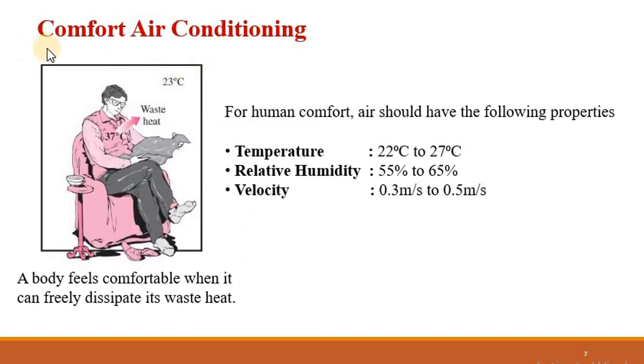So what is comfort air conditioning? Say a person is sitting in a room. Normally the body temperature for a healthy person is 37 degrees Celsius. Due to metabolic reactions, the body releases some heat to the environment. If the outside temperature is lower, the heat transfer will be easier, so at lower temperature it feels better. But if the outside temperature increases, the body will not be able to release that much heat per unit time, so it may feel like a warm environment. The body feels comfortable when it can freely dissipate its waste heat, and heat generation takes place due to metabolic rate, consumption of food and all.